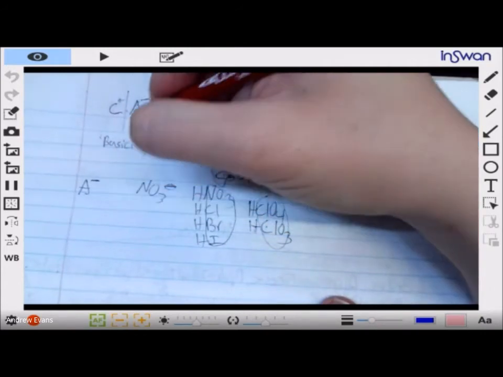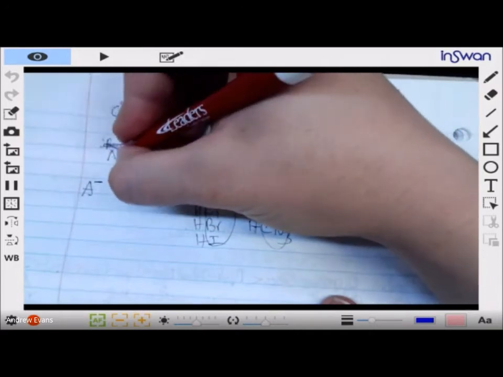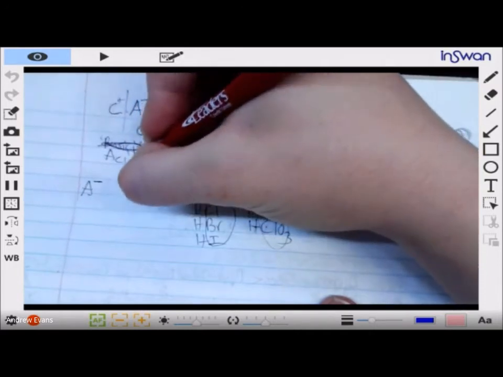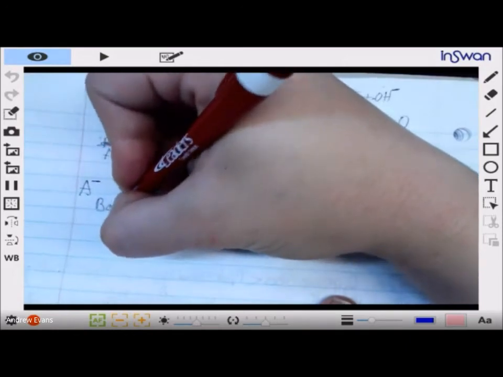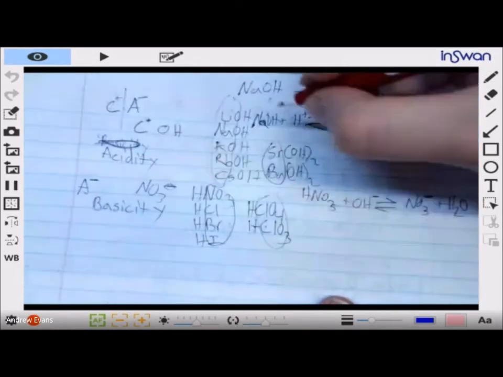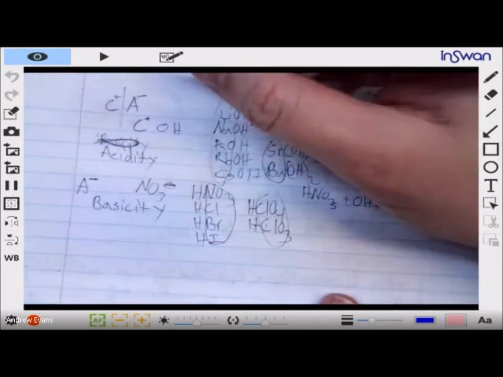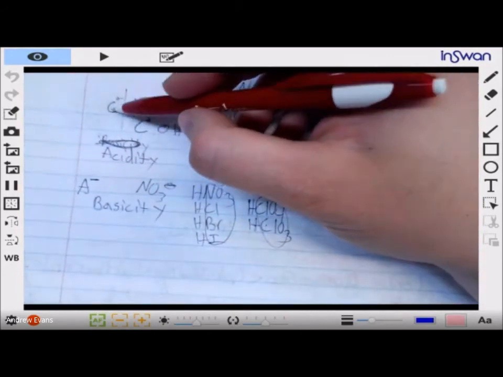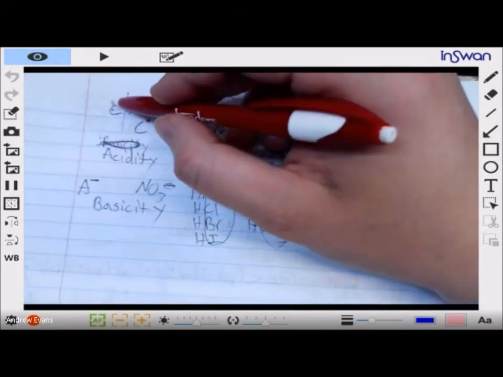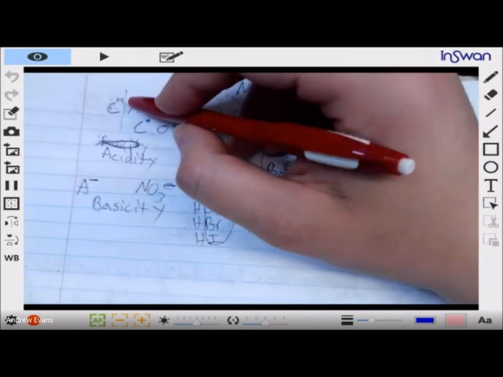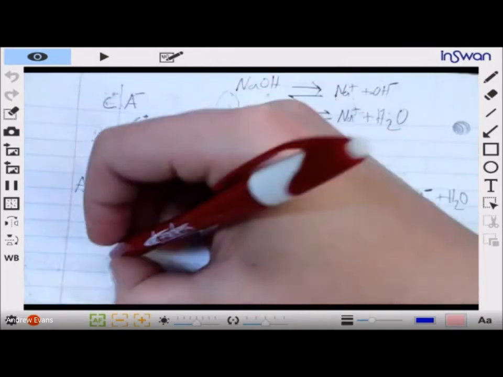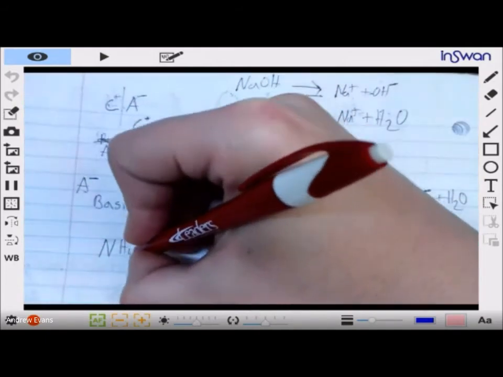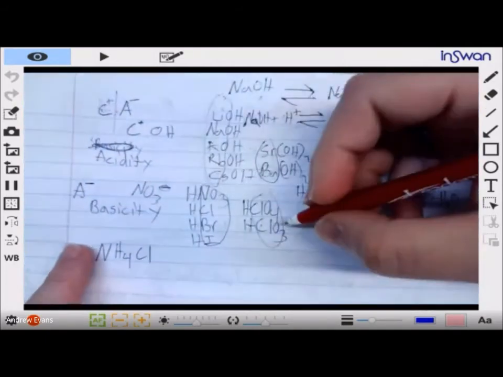Well, actually, no. The cation is going to control acidity, and the anion is going to control basicity. Basically, if I have a weak acid conjugate, what's it going to do? A weak acid is going to donate a proton. So if I put ammonium chloride, what would you expect it to do?